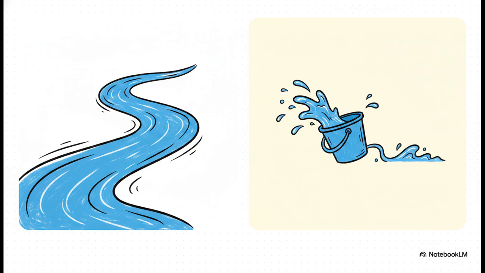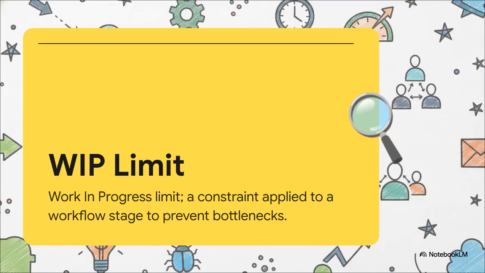So, the easiest way to think about it: the Kanban board is this continuous river of work, and the task board is just the bucket you use to draw from it for your current sprint. Now, if you really want to master this flow, you absolutely have to understand WIP limits, or work in progress limits. This is simply a constraint applied to a workflow stage to prevent bottlenecks. Why is this so crucial? Well, WIP limits act exactly like physical space on a factory assembly line.